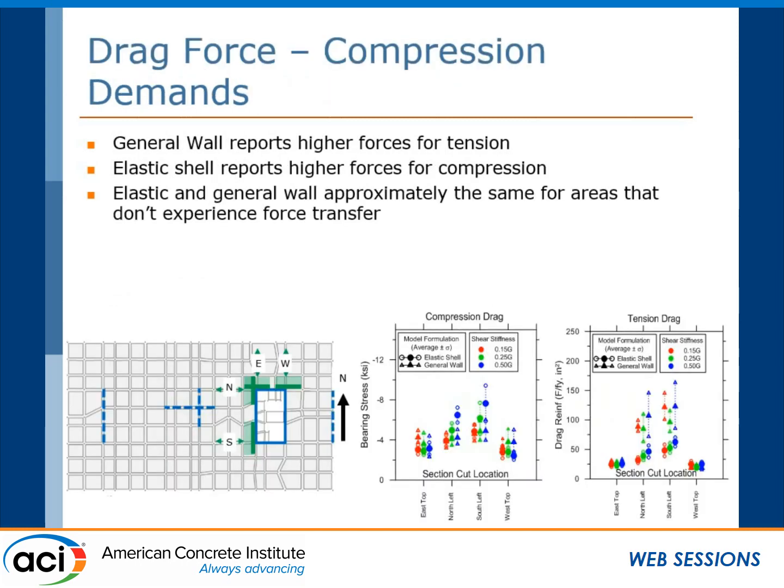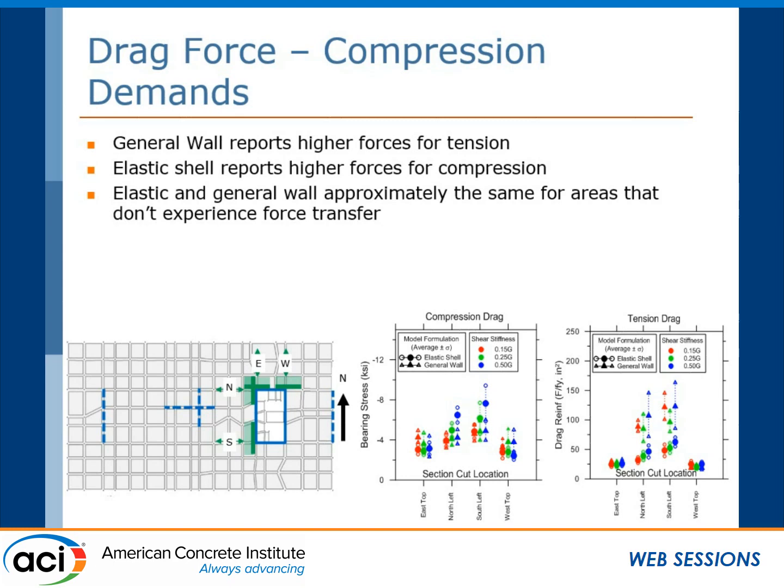And then next up is the drag force. We took a look at both the compression drag as well as tension drag, but just for one side of each wall pier. For these demands, the elastic shell usually reported higher forces for the compression drag, while for the tension drag, the nonlinear diaphragm reported higher forces.